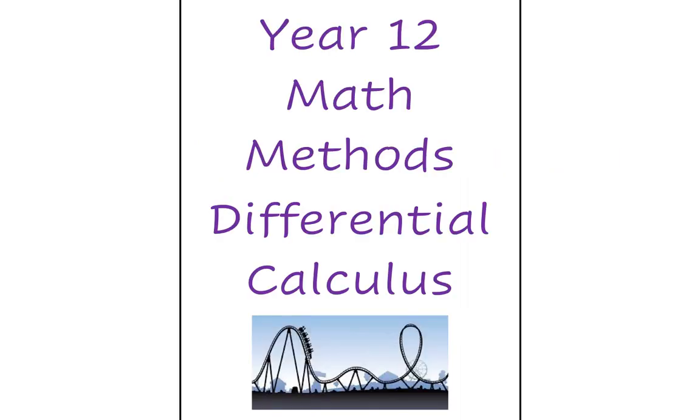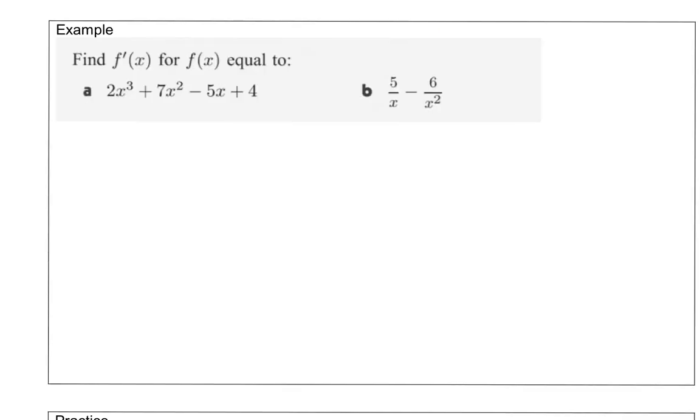So this is the booklet that you should have. We're skipping the first part, 2A, on first principles. We'll come back to that. We're going to 2B, which is about the short methods of differentiation. Okay, so remember the rule. We bring the power down and we decrease the power by 1.